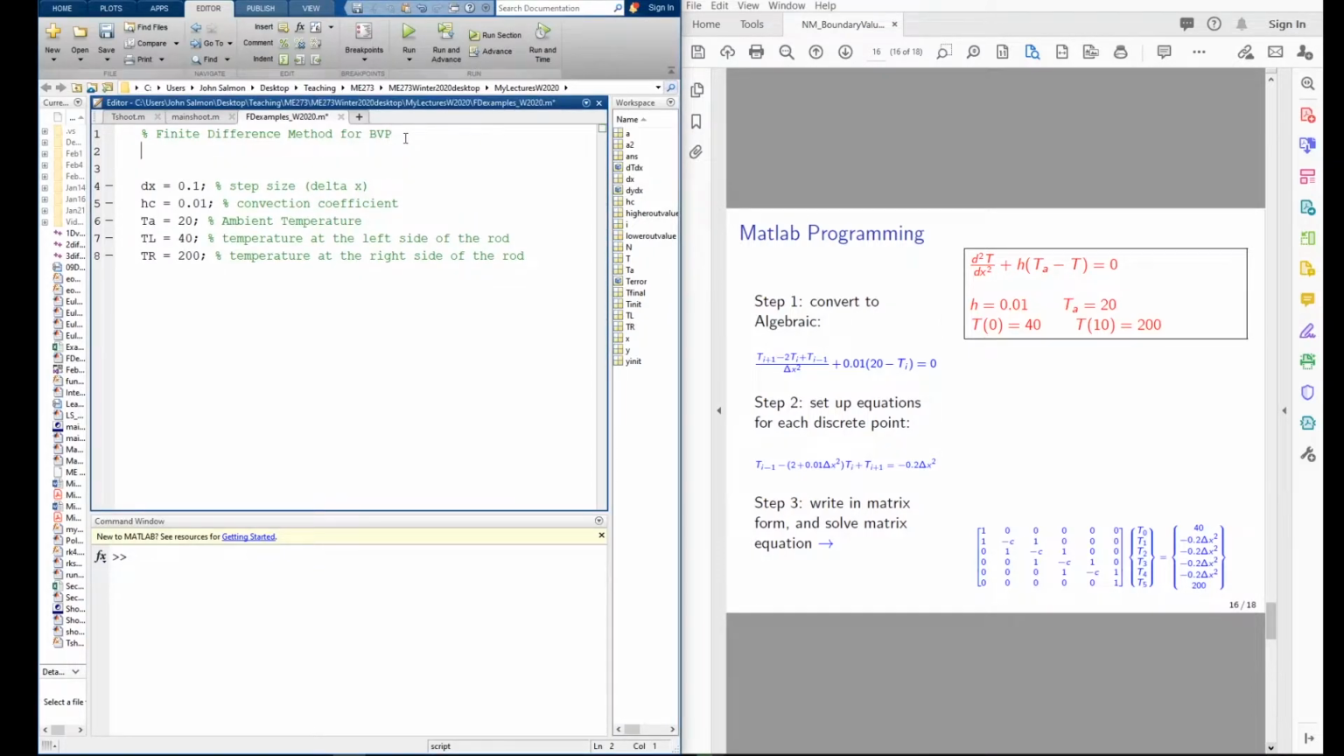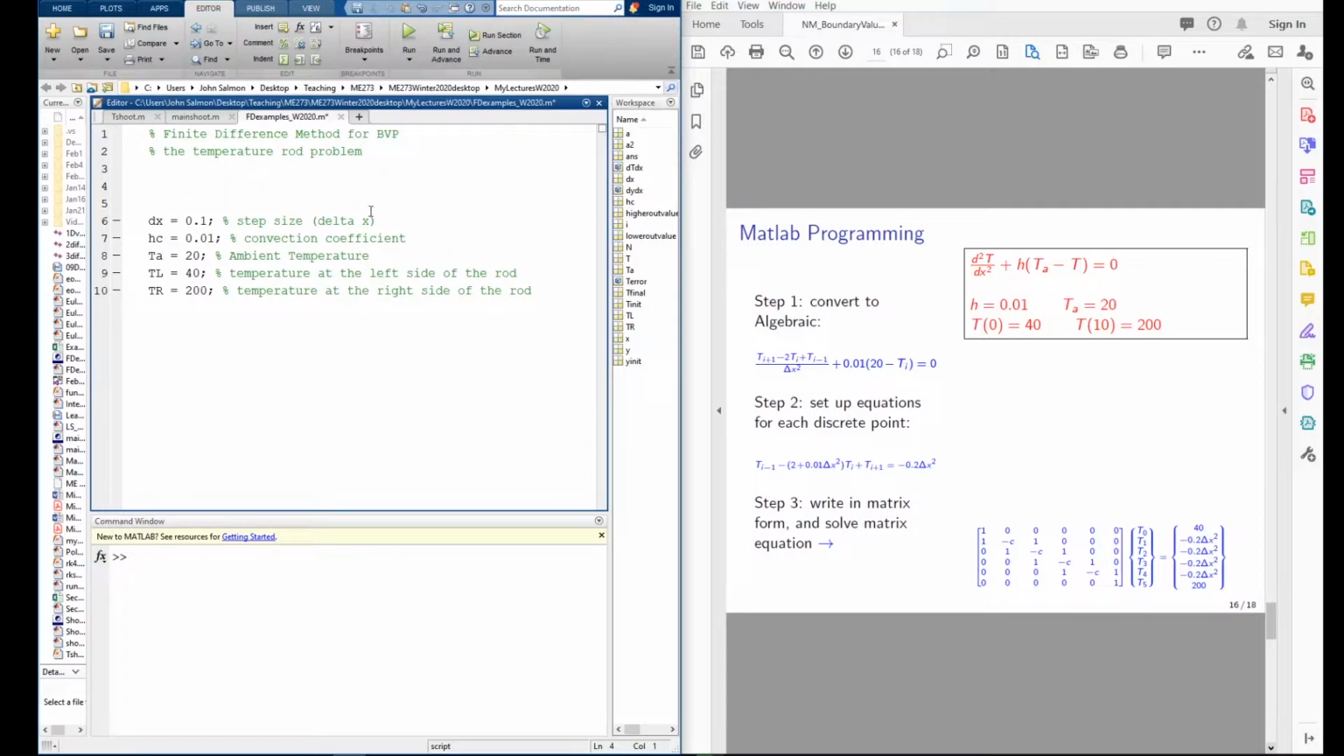Okay, and in particular, this is for the temperature rod problem. All right, and so we have these same constants from before, so I'm just going to skip that if you know how to do that and you're okay with where those come from, if you've seen the previous couple of parts of these lectures. And I've got the exact same values for my left temperature and my right temperature of 200.